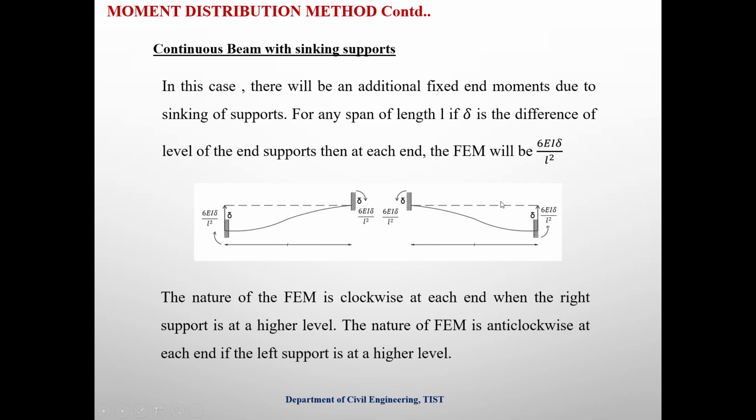The nature of the fixed end moment is in the anti-clockwise direction at each end if the left support is at the higher level. If there is any support settlement, we have to consider some additional fixed end moment of value 6EI delta by L square. That is plus 6EI delta by L square if the right support is at the higher level, and the value is minus 6EI delta by L square if the left support is at a higher level.